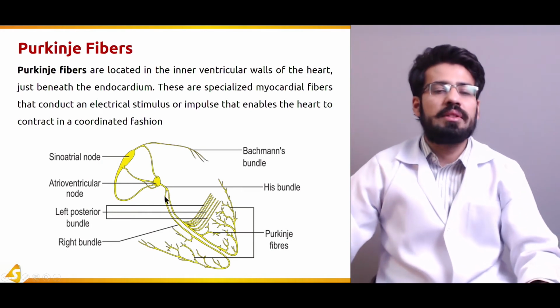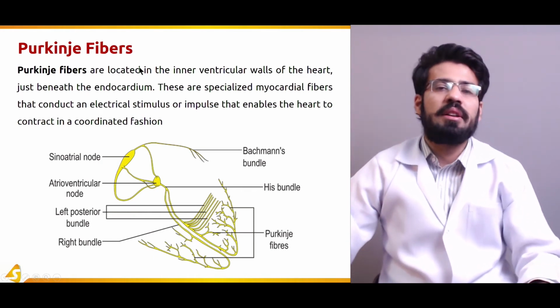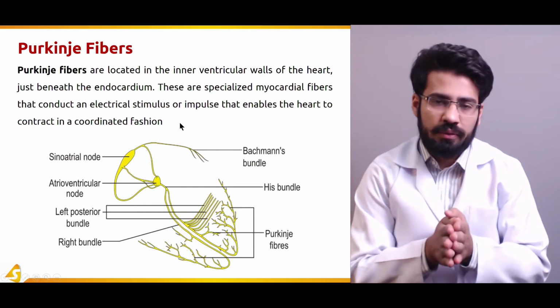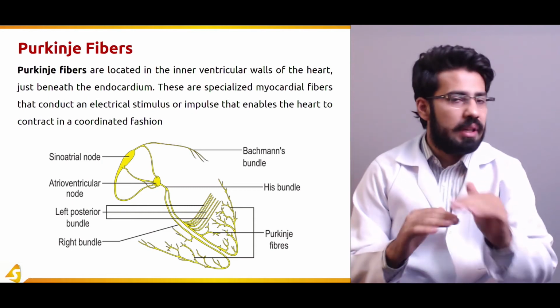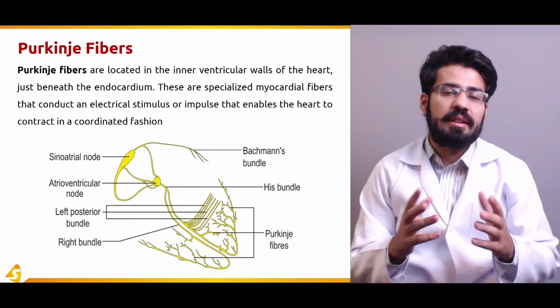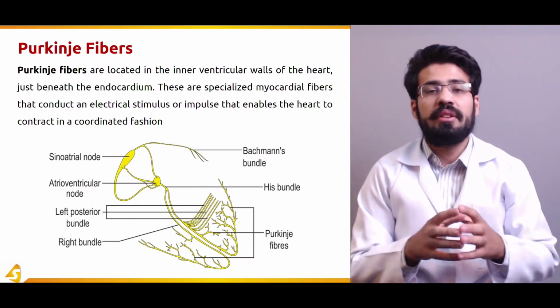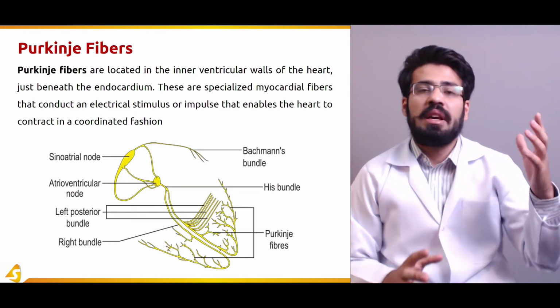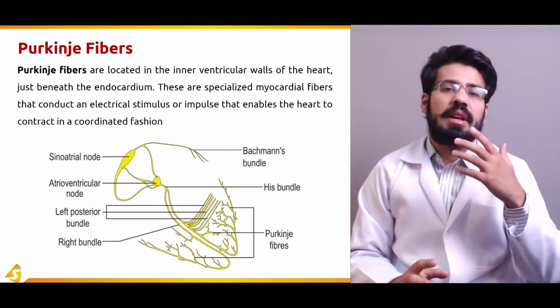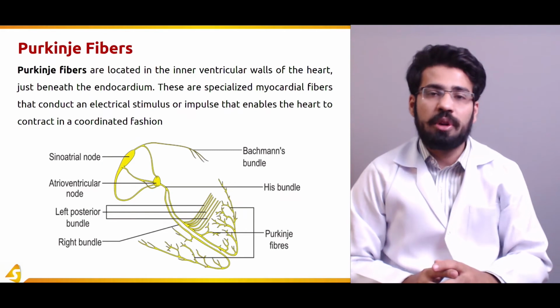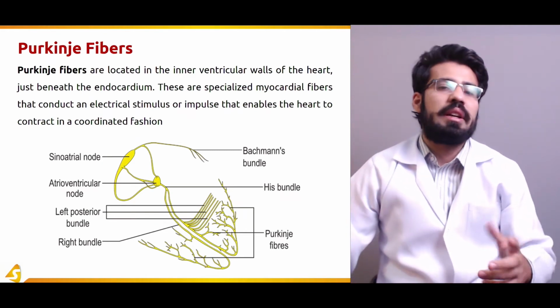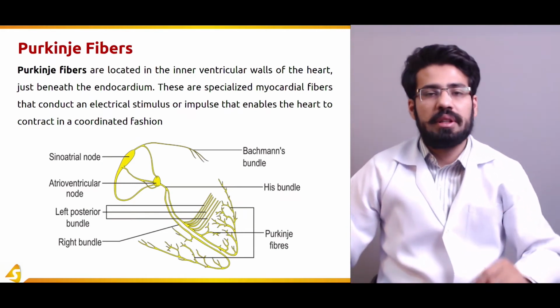So in summary, the Purkinje fibers are located in the inner ventricular walls of the heart, just beneath the endocardium. What are these? These are the specialized myocardial fibers that function to conduct the electrical stimulus that has come from the sympathetic nervous system, and that would enable the heart to function properly and to coordinate in a very synchronous manner.